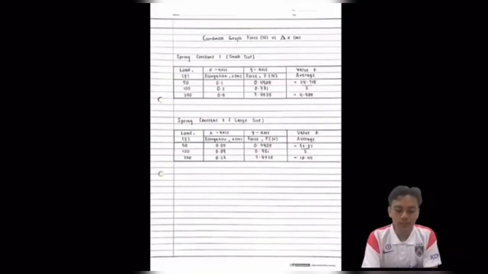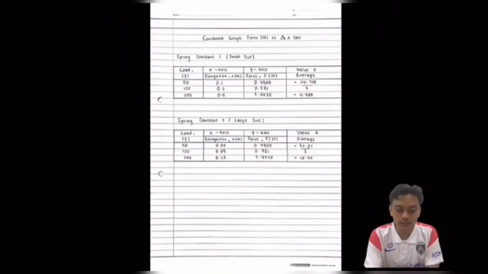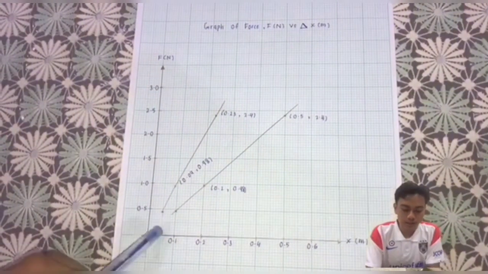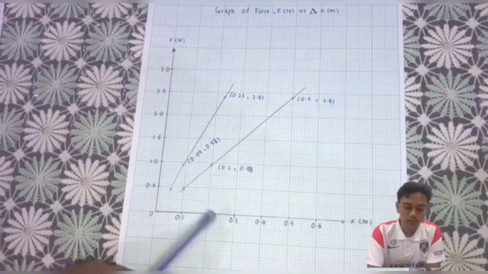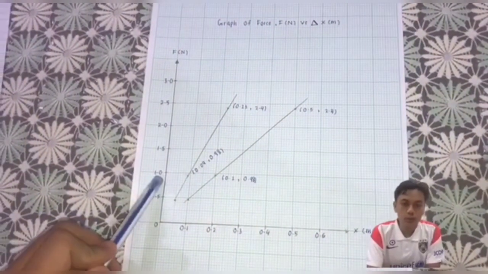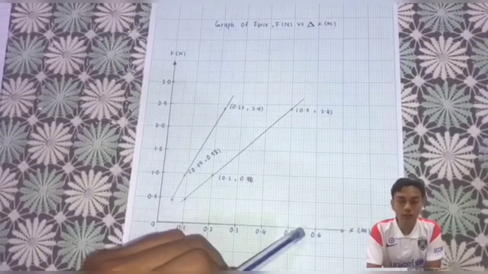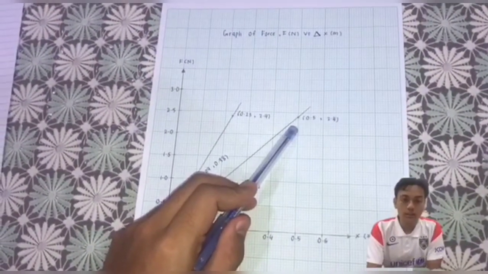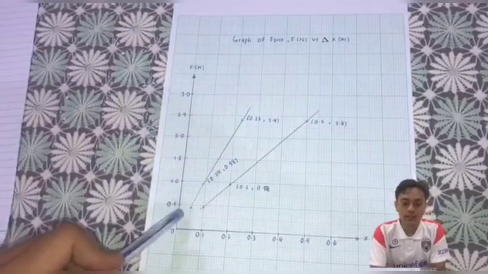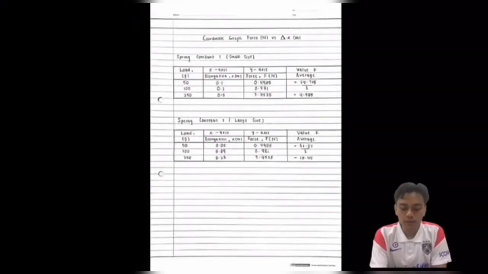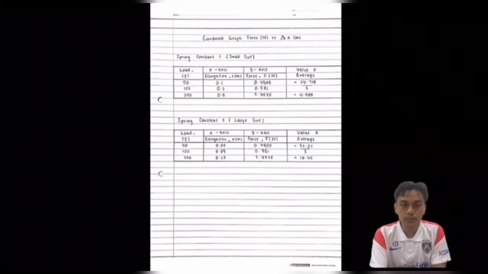Assalamualaikum warahmatullahi wabarakatuh. My name is Muhammad Faizal bin Muhammad Sanib from class DMP2A. Today I want to explain about the graph of force versus elongation. First, you must know the coordinates of the graph of force versus elongation. For spring constant one, elongation is 0.1 and the force is 0.49. Second plot is 0.2 elongation and the force is 0.98. The third plot is 0.5 elongation and 2.4 force, and the value of K average is 4.905 for spring constant 1.